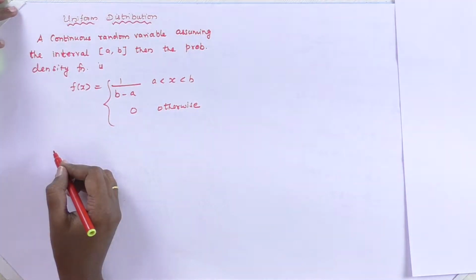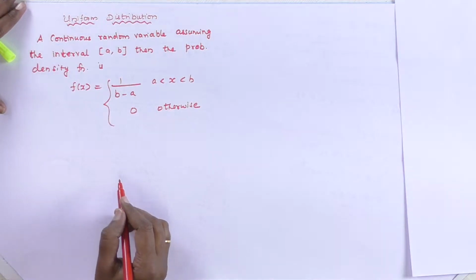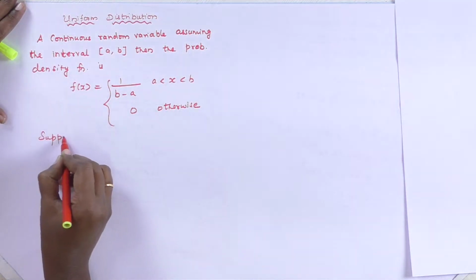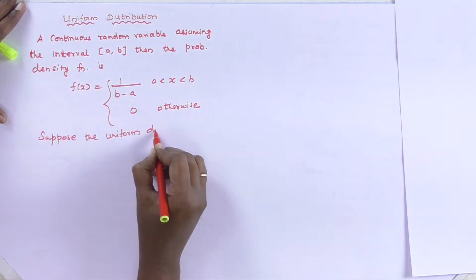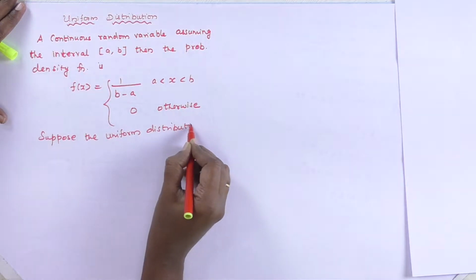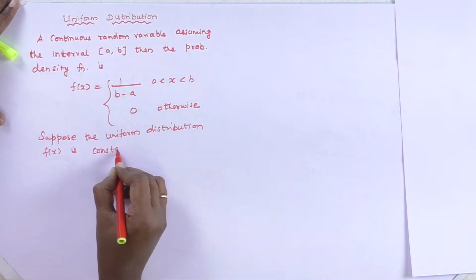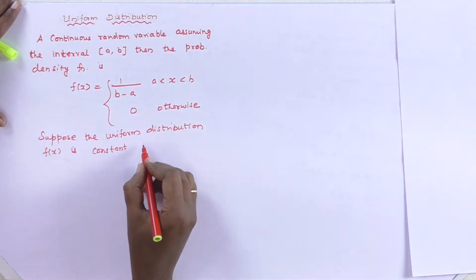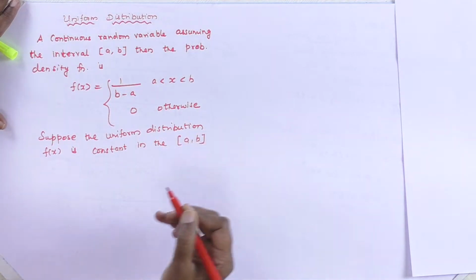Uniform distribution is called rectangular distribution and it is also known as constant probability distribution. Suppose in the uniform distribution, f of x is constant in the interval a comma b.